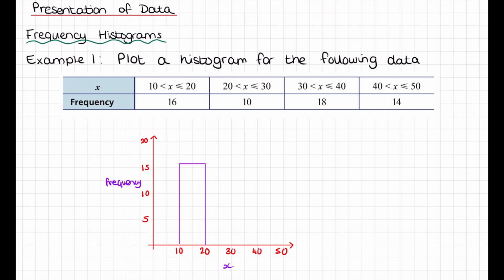Between 20 and 30 we had 10, so I just go to a 10 frequency. Between 30 and 40 we had 18, and then between 40 and 50 we had 14. And that's nice and easy with a histogram.